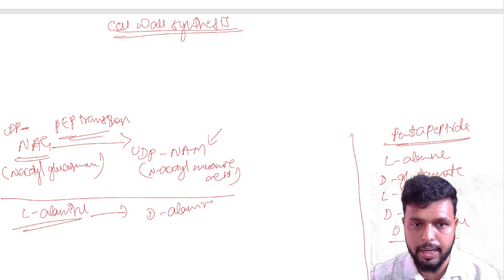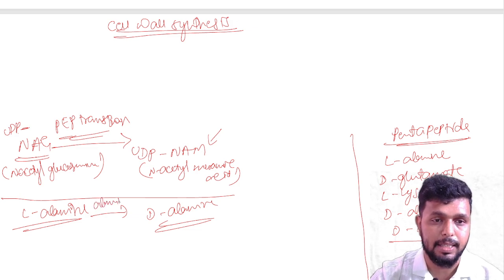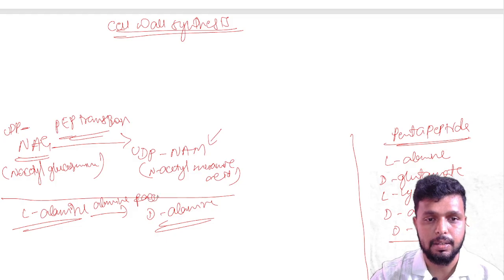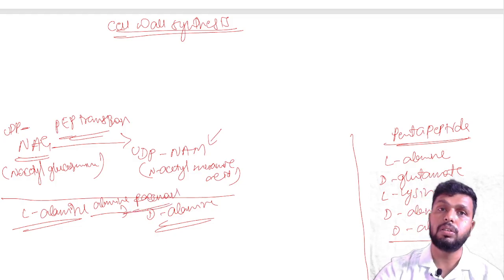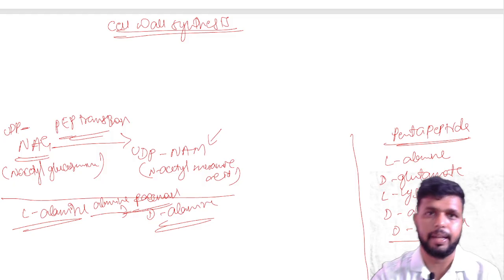For this conversion of L-alanine into D-alanine, there is a requirement of one enzyme, that is alanine racemase. Alanine racemase is the needed enzyme for the conversion of L-alanine into D-alanine.